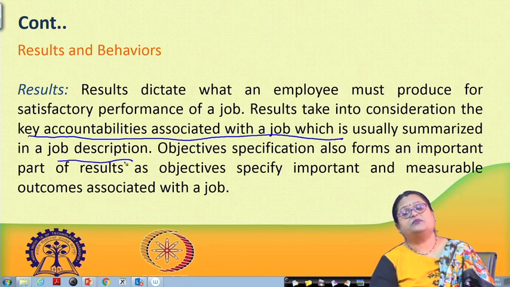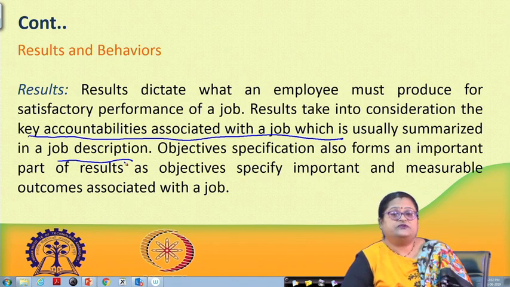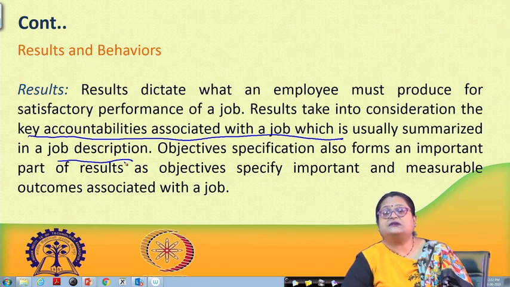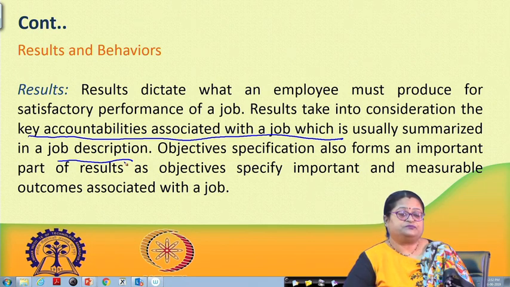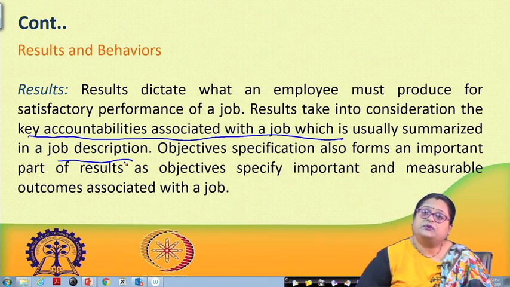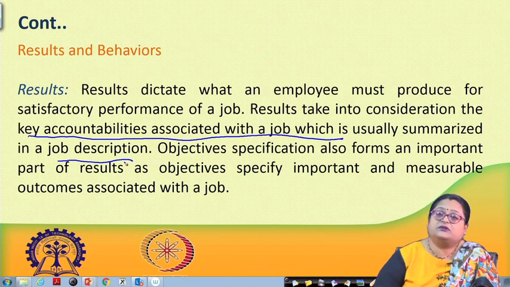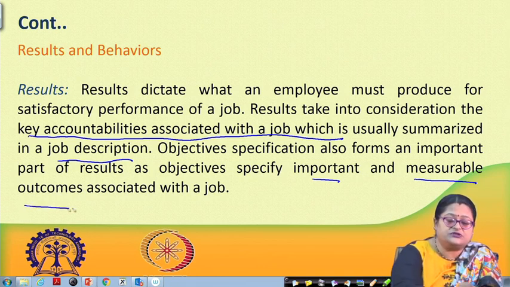So, whenever we are talking of performance management, we are talking of shared goal setting, of alignment of individuals' goals with the organizational and departmental goals, but along with shared goal setting also comes an increase in responsibility and accountability. So, whenever we are talking of results, we are more focused on what the employee will be accountable for. Objective specification also forms an important part. The results as objectives specify important and measurable outcomes associated with the job.